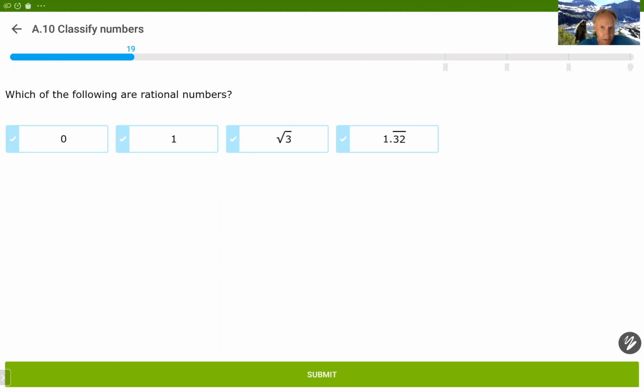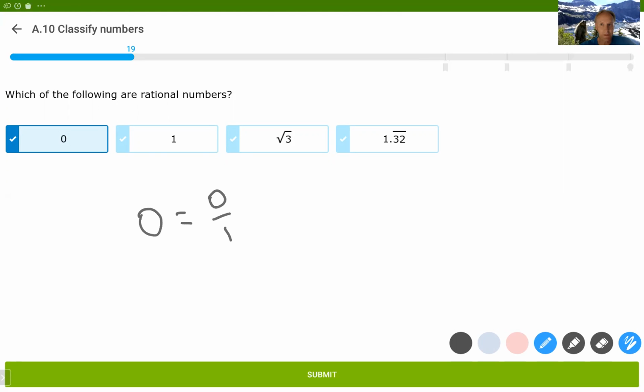Which of the following are rational? A lot of people mess this one up. 0 is rational because 0 over 1 is a ratio. Let me show you what I mean. Any number you can write as a ratio is a rational number. And 0 is a super rational number because 0 over 2 is also 0. And so is 0 over 3 and just about anything else. So 0 is not only a rational number, it's a super rational number. 1 is, of course, 1 over 1, which is also a ratio, which is a rational number.